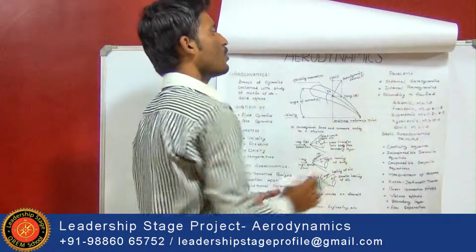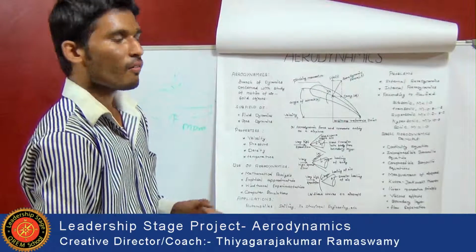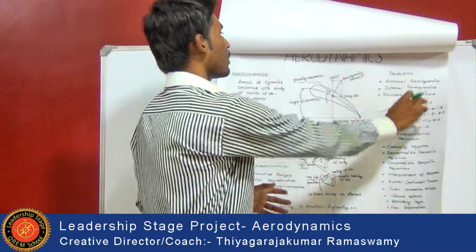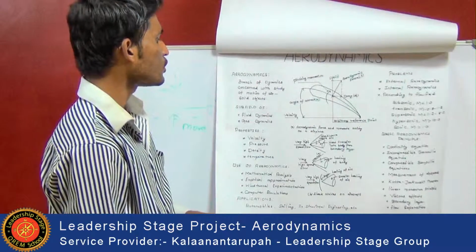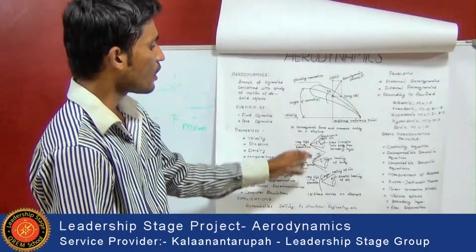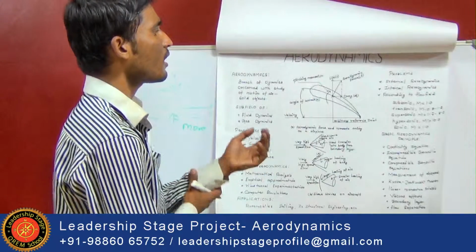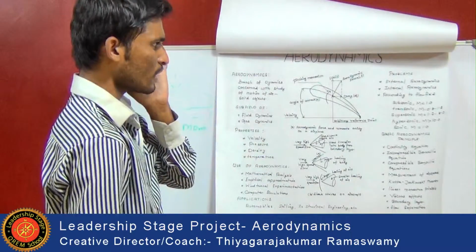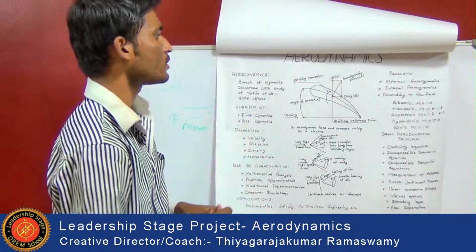First one is external aerodynamics. Examples for external aerodynamics are lift and drag, and avoiding the sharp edge that forms in front of the nose. These are examples of external aerodynamics. And internal aerodynamics is used to study the airflow that is passing through the solid objects.